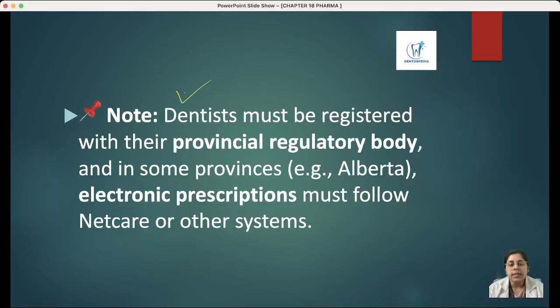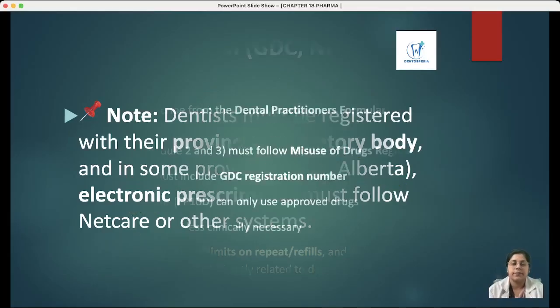Now, dentists must be registered with the provincial regulatory bodies of Canada. Okay, in some provinces, for example Alberta, electronic prescriptions must follow Netcare or other systems.